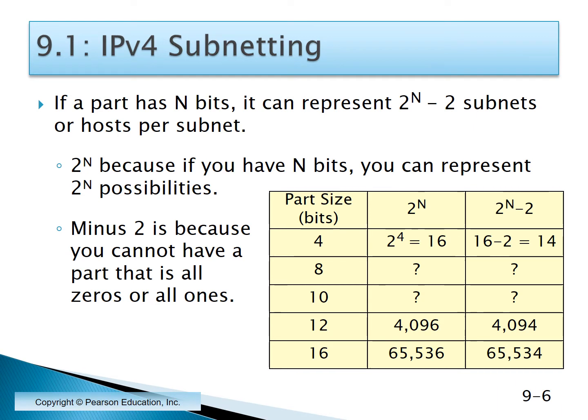Now, of course, when it's 12 bits, then it's 2 to the power 12, which is 4096. Then the number of available hosts will be 4094. So what happens if you have 8 bits or 10 bits? For 8 bits, 2 to the power 8 is 256. Then when you do minus 2, this will be 254. And then if you have 10 bits for the host part, that means you have 2 to the power 10 combinations. That's 1024. If you do minus 2, then that's 1022.